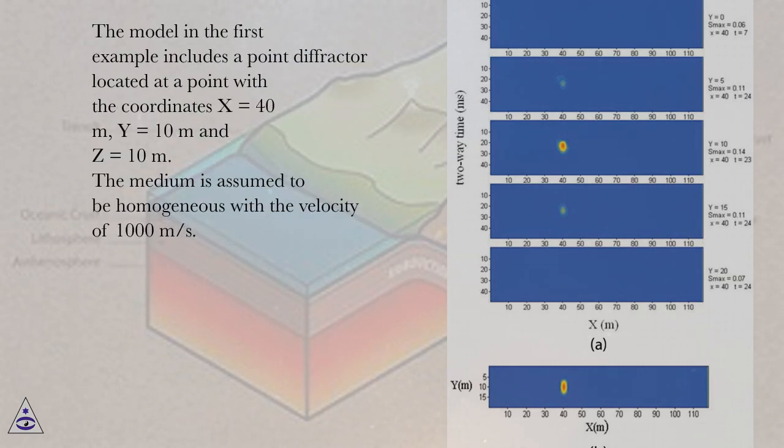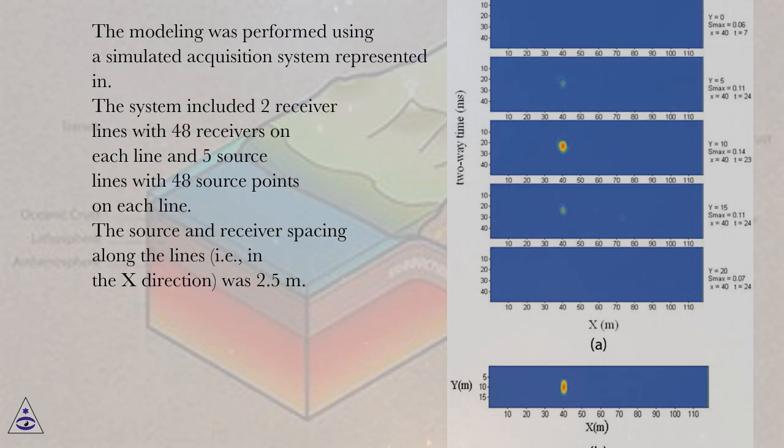The model in the first example includes a point diffractor located at a point with the coordinates x equals 40 meters, y equals 10 meters and z equals 10 meters. The medium is assumed to be homogeneous with a velocity of 1000 meters per second. The modeling was performed using a simulated acquisition system represented in the figure.